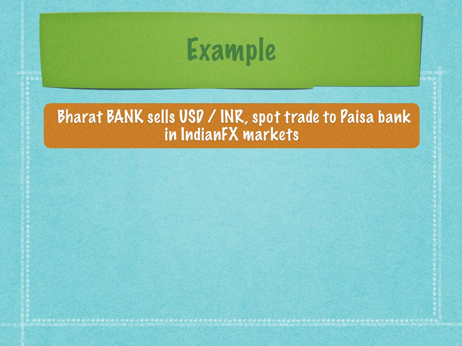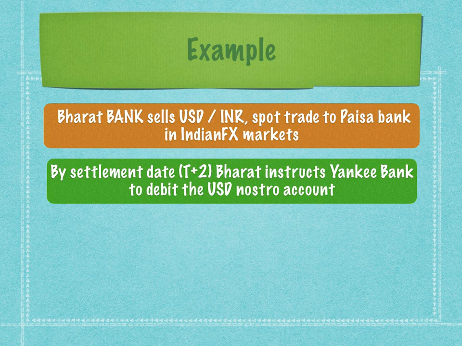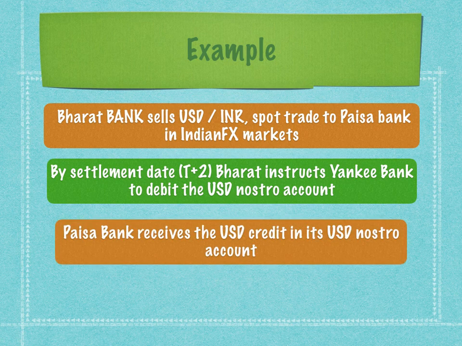In order to deliver this USD to Paisa Bank, because Bharat Bank is a seller, so it has to give dollars to Paisa Bank. By settlement date T plus 2, Bharat Bank instructs Yankee Bank, that is the facilitator bank of the USD Nostro account, to debit the USD Nostro account. So this second leg is very, very important to understand. They instruct through a SWIFT message. Paisa Bank receives the dollars.